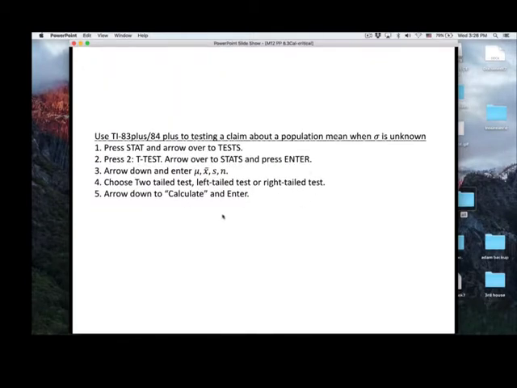This is the instruction how you can use the calculator to find out your test statistic and also the p-value. You could follow this instruction and try it for your example 1.